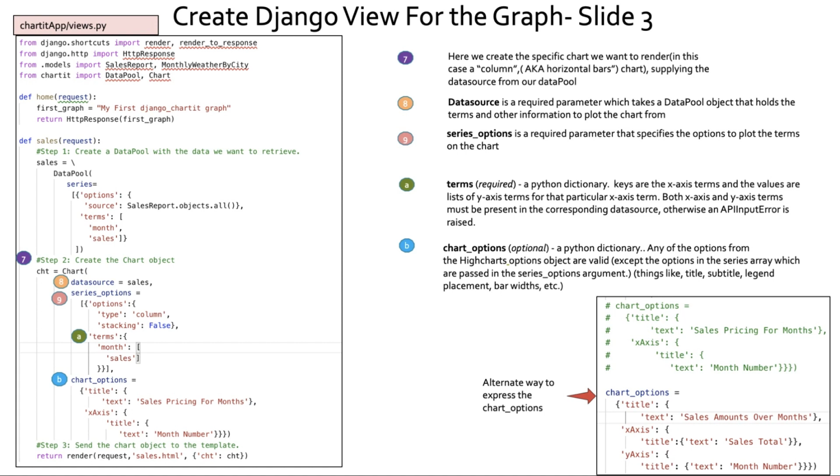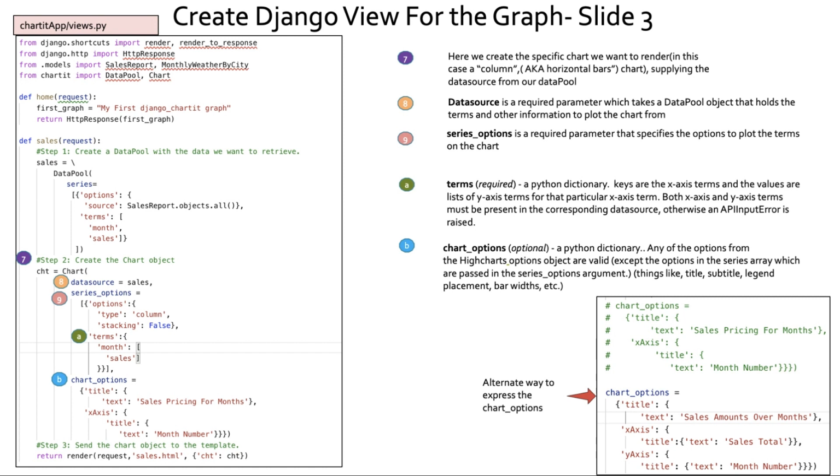Chart options, which is optional, and we're going to get more into this, is a Python dictionary. Any of the options from the Highcharts options object are valid, except the options in the series array, which are passed in the series_options argument. Things that would belong in this chart_options object would be the title and the subtitle. You can overwrite the title. It'll always come with a title, but sometimes it's goofy, so I like to overwrite it. So you can have a title, a subtitle, the legend, the placement of the legend, the color of the legend, whether the legend has a border on it or not, the width of the bars, etc.